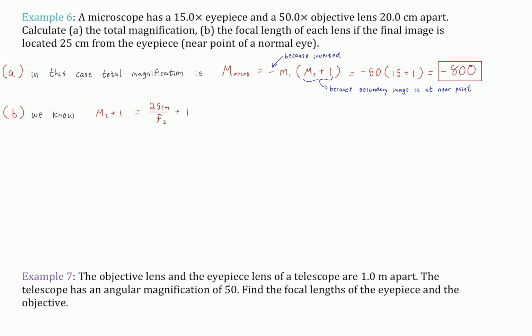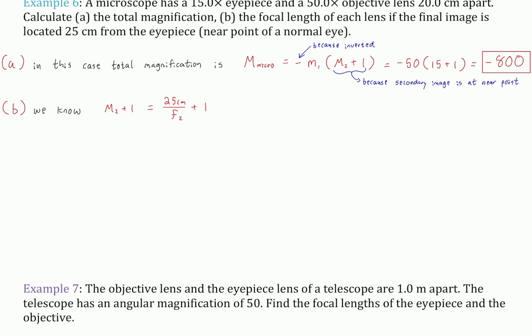Find the focal length of each lens if the final image is located 25 centimeters from the eyepiece. Now, we're given both the magnifications of the lenses, but we're not given their focal lengths. So how do we go back and find them? Well, we have to work backwards from what we know. What we know so far is that the angular magnification of the eyepiece, M2 plus 1, is just equal to 25 centimeters, the human near point, over the focal length of the eyepiece, plus 1.